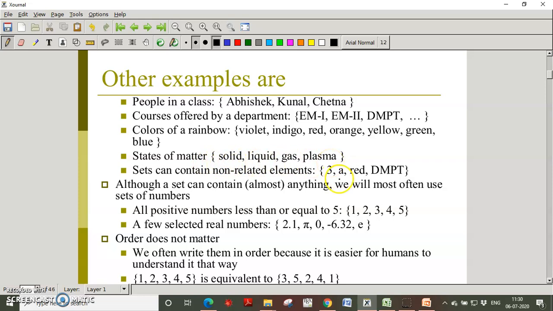A set can contain non-related elements. In this example the set contains the number 3, the alphabet A, the color red, and DMPT, which is a course. So a set can contain non-related elements, though usually it contains only related elements. Another example: all positive numbers less than or equal to 5, so we have taken 1, 2, 3, 4, 5. This is an example of a set. A few selected real numbers, 2.1, pi, 0, -6.32, are also examples of sets.